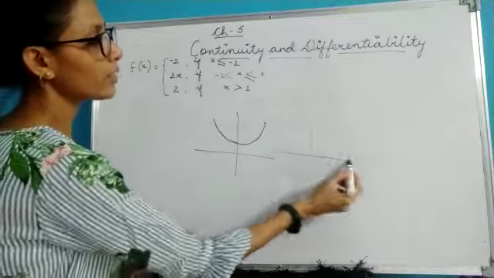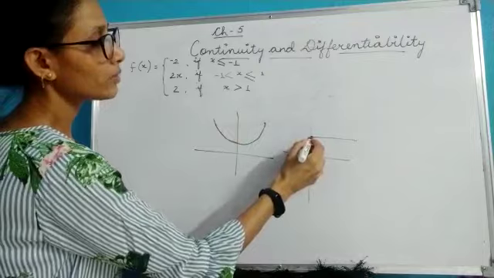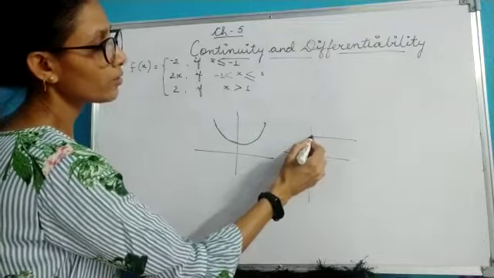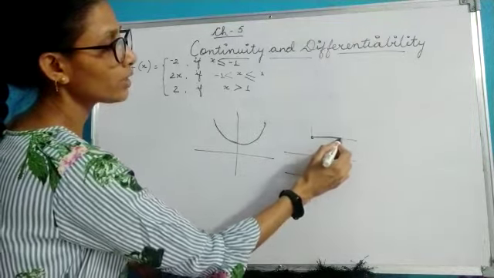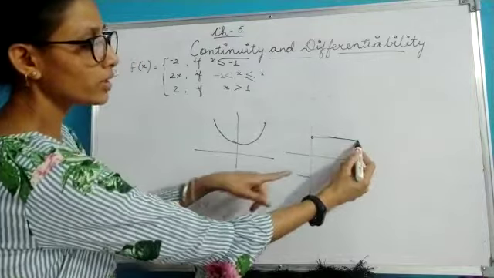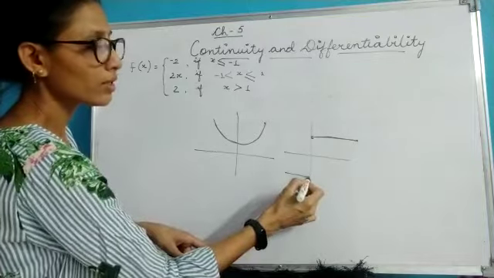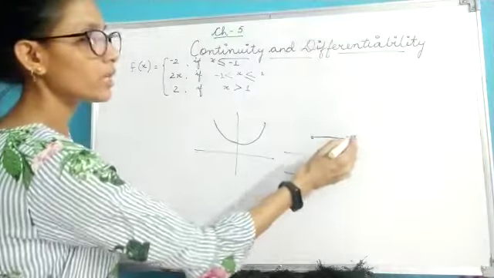See, in another example, if I have a graph like this, and I am drawing this graph from this point to this point, then up till this point the graph is continuous, but then to reach this point I need to lift my hand to come here. That's why it is discontinuous at this point.